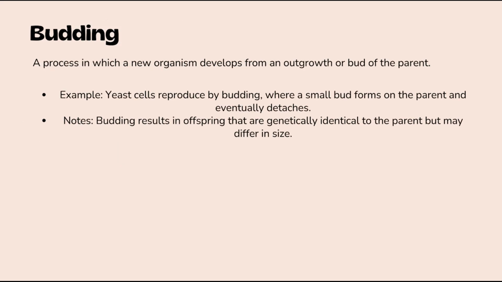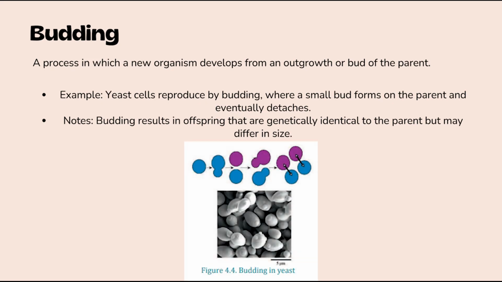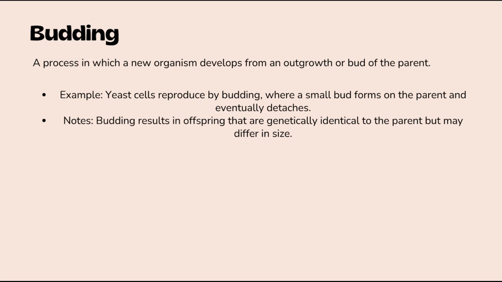The next one is budding. Budding occurs when a new organism grows as a small part called a bud on the parent body. Over time, the bud grows and eventually detaches. Examples include yeast, a type of fungus, and hydra, a freshwater animal. These reproduce by budding. Buds are genetically identical to the parent but may start smaller in size.